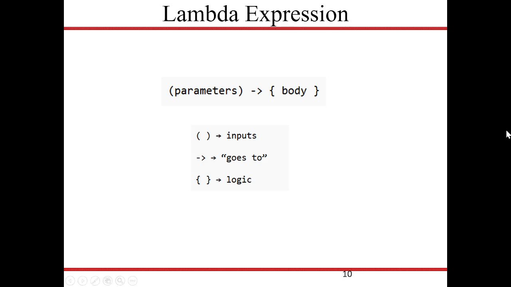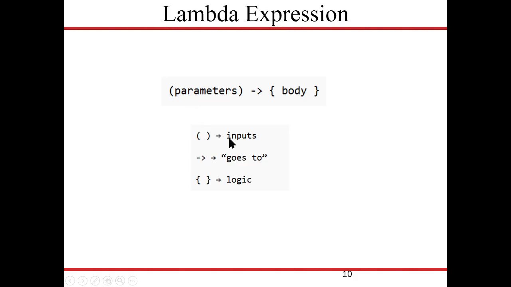A Lambda expression has three parts. The first part is parameters. The second part is the Lambda symbol. You see that arrow, hyphen and arrow. And the third part is the body, the implementation. This can be very simply understood like this.